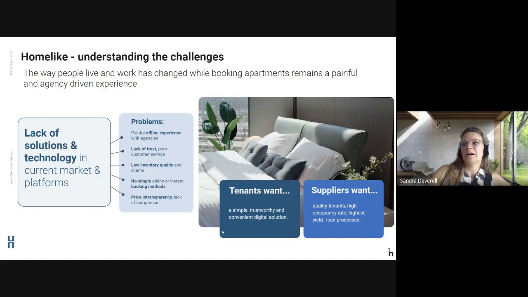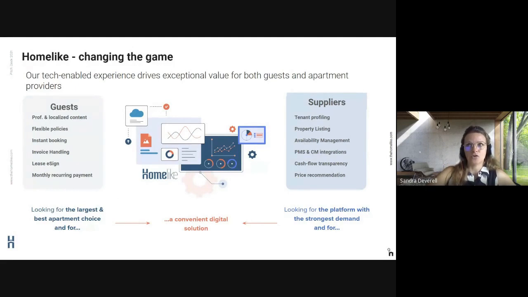So our customers are looking for simple, trustworthy, digital solutions, and suppliers want high quality tenants, high occupancy rates, and a lean process. This is what Homelike is aiming for and focusing on. We want to have a tech-enabled experience with exceptional value for both guests and suppliers. For tenants, we combine access to a large database in an online, instant way, and for suppliers a platform where demand is centralized and they can address issues like tenant profiling, listing the properties, availability management automation, PMS systems and channel manager integrations, and so on.